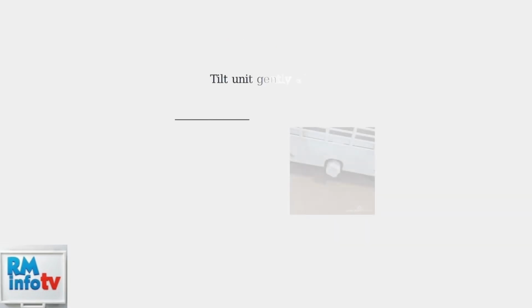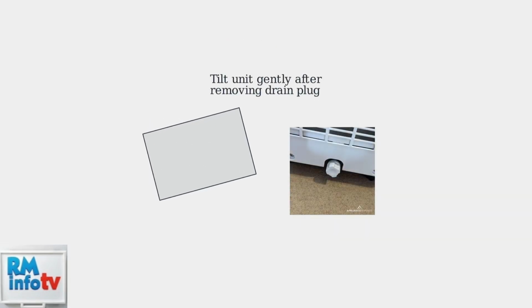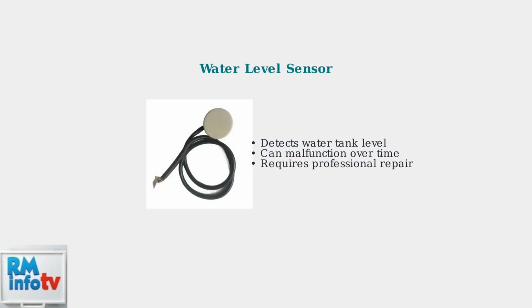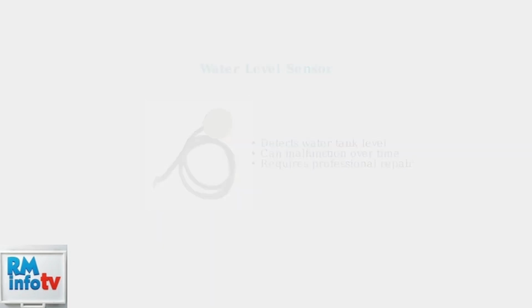If the P1 error persists after draining, try tilting the unit after removing the drain plug. This helps remove any remaining water trapped in internal reservoirs. If the error continues after proper draining and tilting, the water level sensor might be faulty. This sensor detects when the water tank is full and triggers the P1 error code.